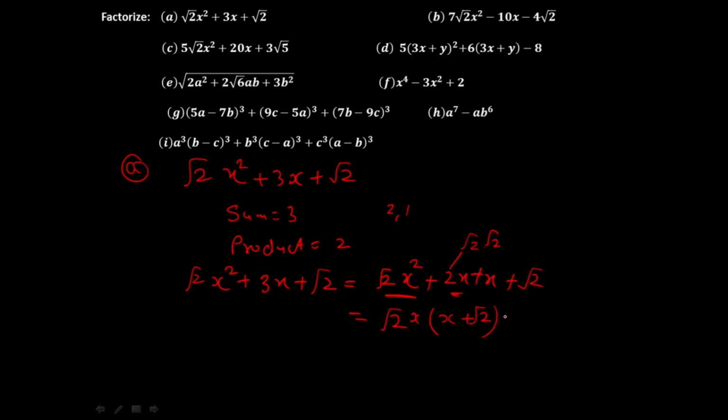Now what is common here? Nothing, means 1 only. So the two factors are, what is common here and here? x plus under root 2, and what is remaining? Root 2x plus 1. So this whole is equal to this value times that. My answer.